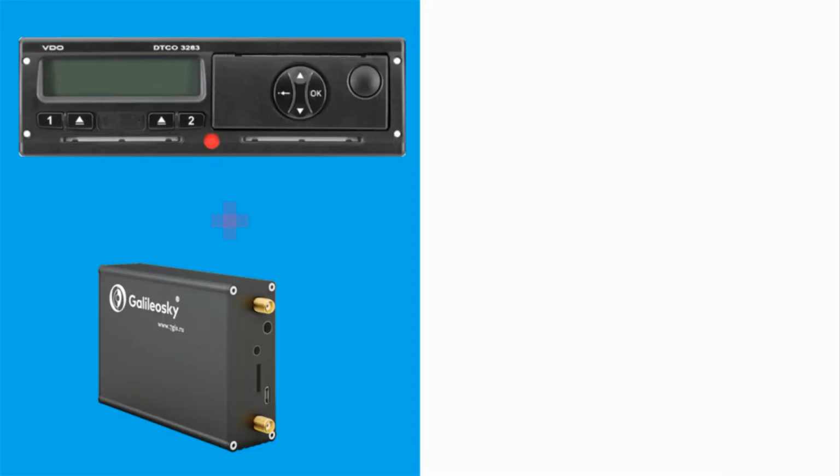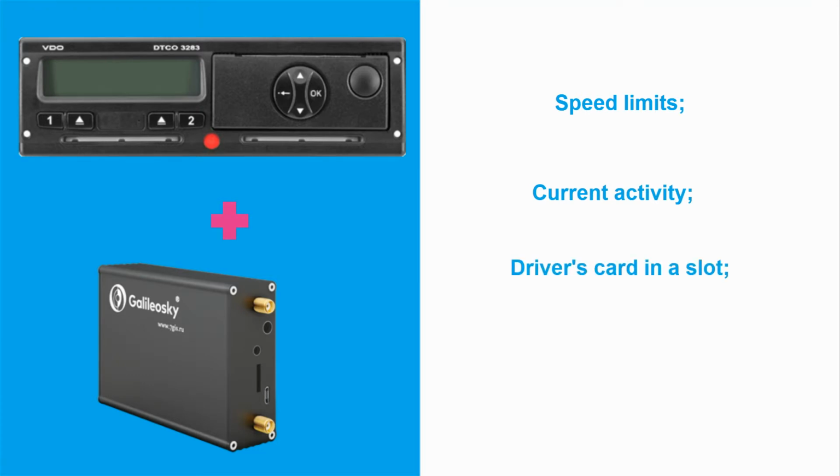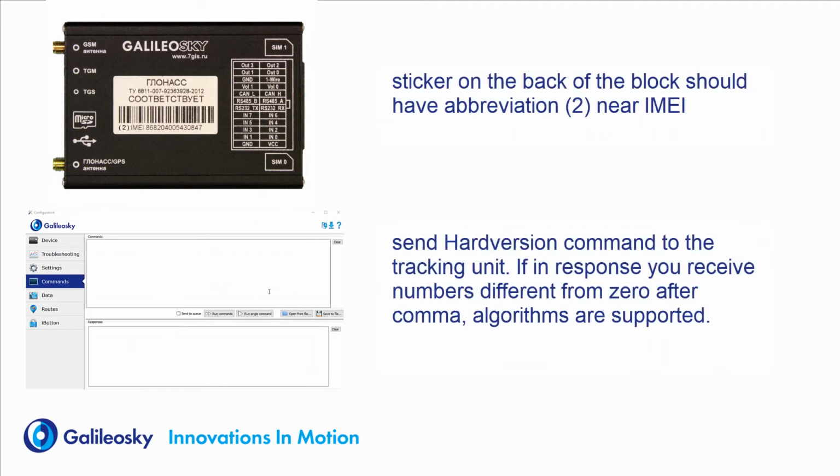Tracking unit, in its turn, displays the current mode of the tachograph, vehicle speed, current activity of the first and the second drivers, driver's card in a slot. Besides, with the help of tracking units, it's possible to upload DDD file from the driver's card. Such functionality is implemented in the tracking units with the help of Easy Logic technology. It is needed to use devices with algorithm support.